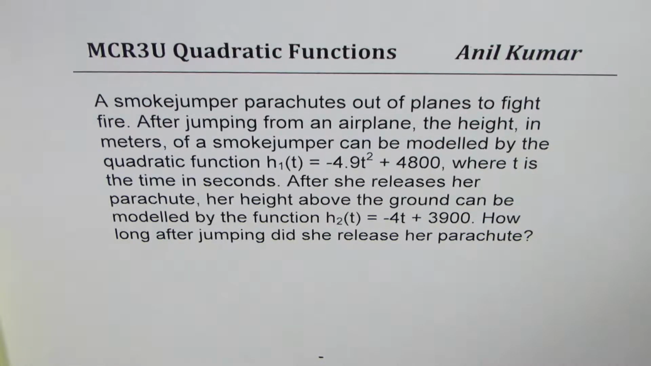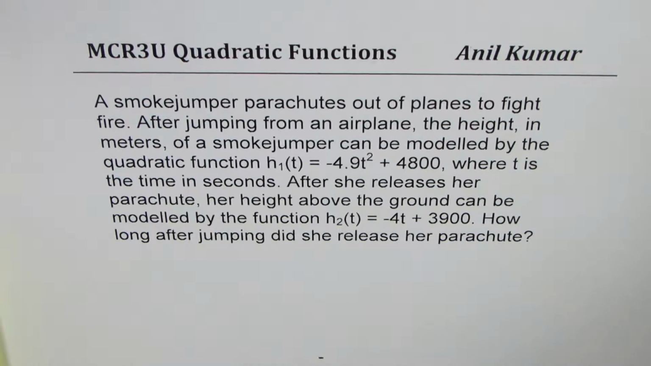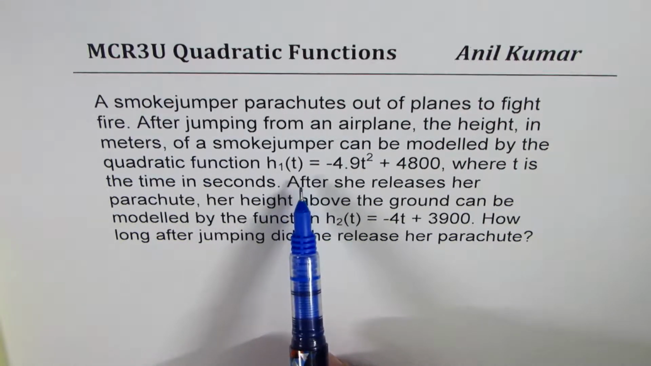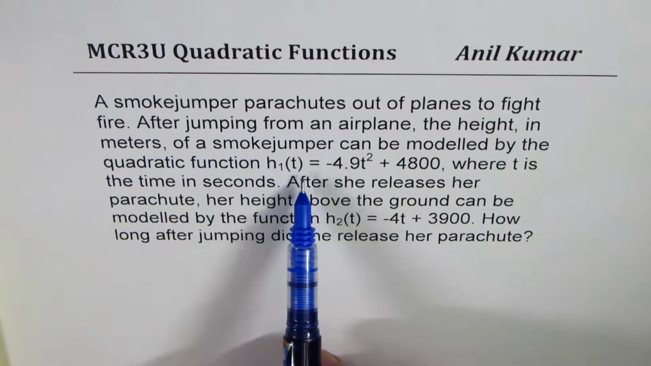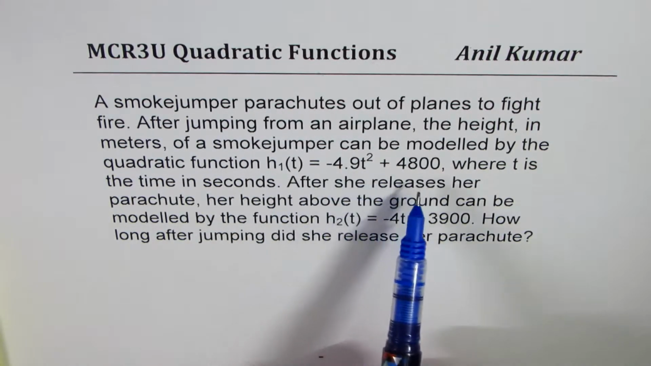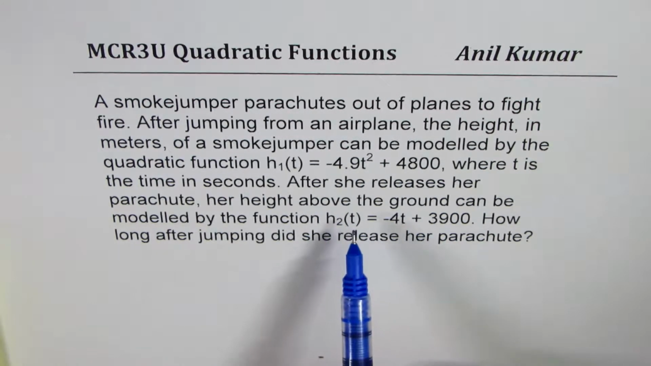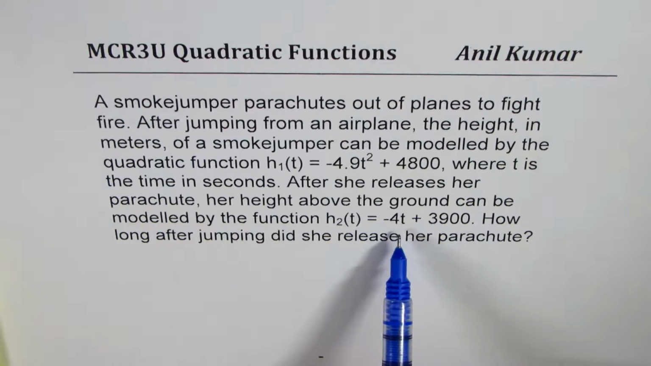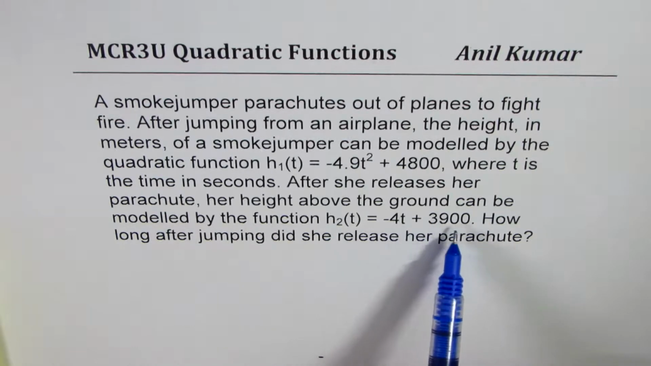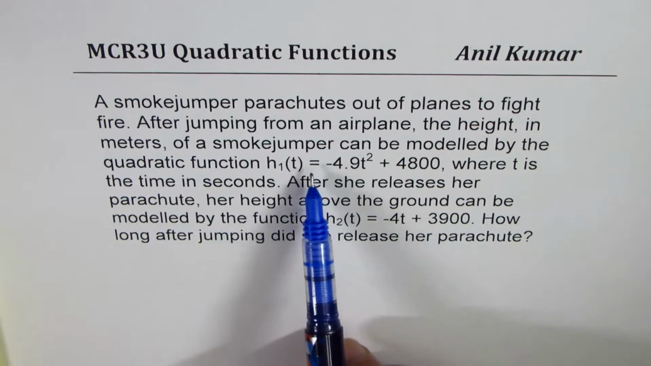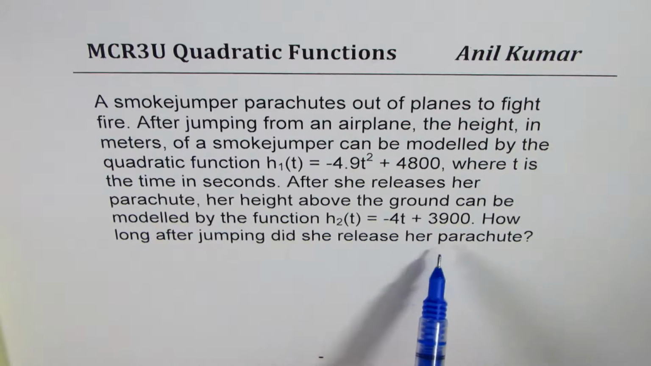You can always pause the video, answer the question, and then look into my suggestions. Now, from this situation, it is very clear that during the first half of the journey, when the smoke jumper jumps, height is given by the quadratic equation minus 4.9 t square plus 4800, and once she releases a parachute, the height is given by the second linear equation minus 4t plus 3900. Now we need to answer how long after jumping did she release her parachute.